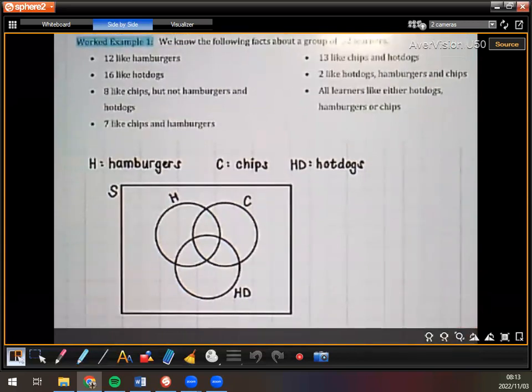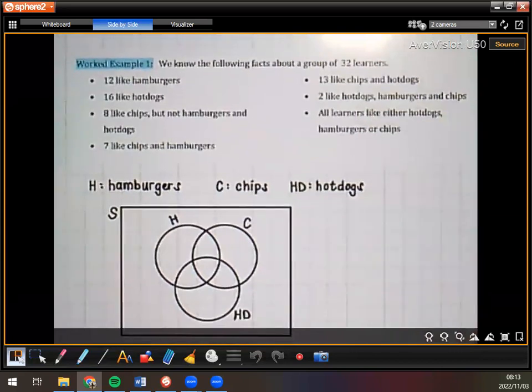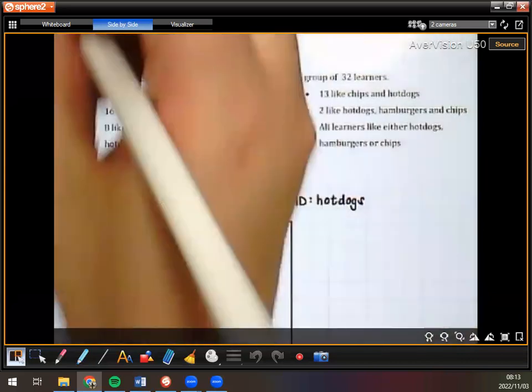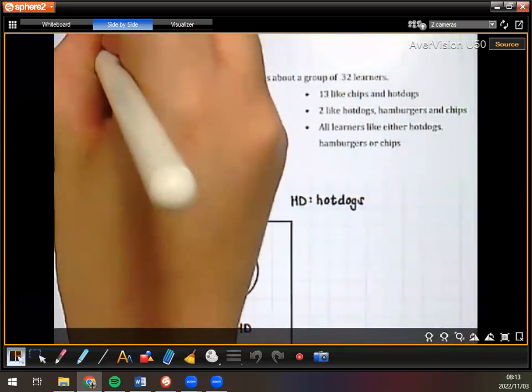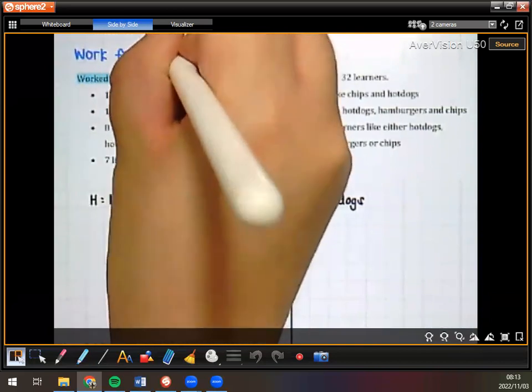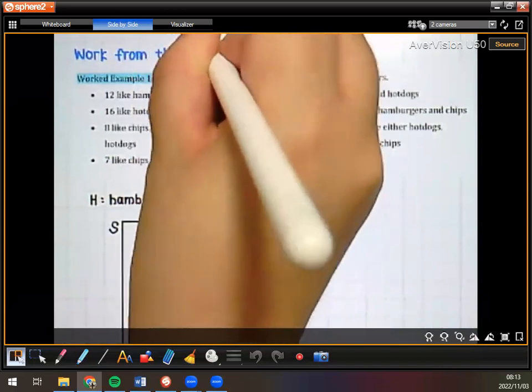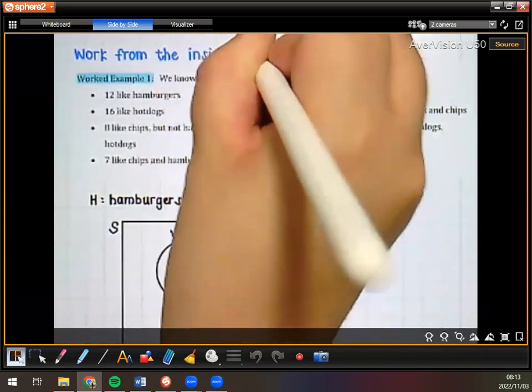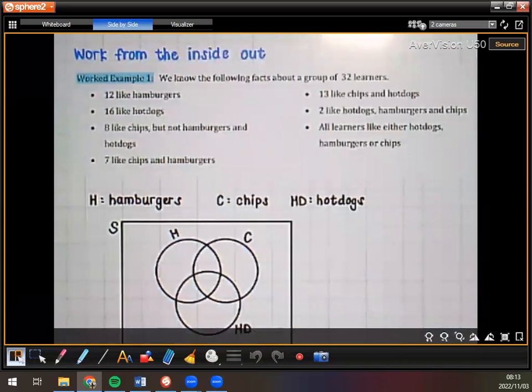And guys, with these Venn diagrams, I want you to write down somewhere, maybe at the top or on the side, that we always have to start from the inside out. The very first thing we have to fill in is the section where all three of them intersect. That is important. When you're filling in Venn diagrams, you have to work from the inside out.